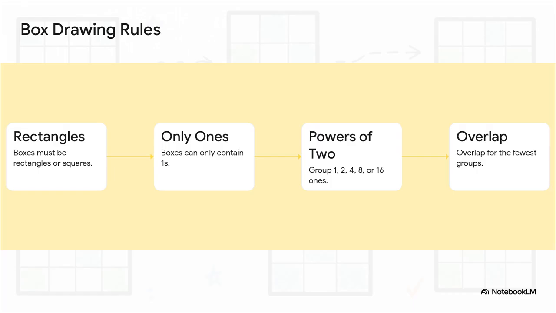And there are strict, unbreakable rules for drawing your boxes. Rule number 1, boxes have to be rectangles or squares. No diagonals, absolutely no way. Rule 2, you can only box the ones. Rule 3, the number of ones in a box must be a power of 2. So you can group 1, 2, 4, 8, or 16 of them. You can't just draw a box around 3 ones or 6 ones. It's got to be 2 to the power of n. And finally, Rule 4, which is how we get the smallest number of groups overall. Overlapping your boxes is not just allowed, it's actually highly encouraged.